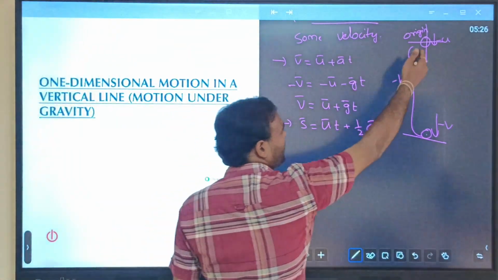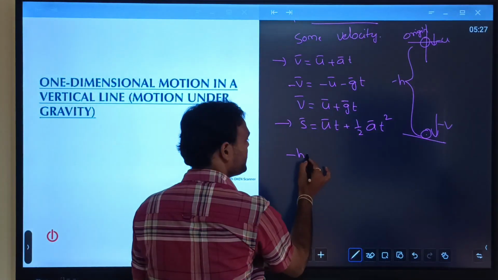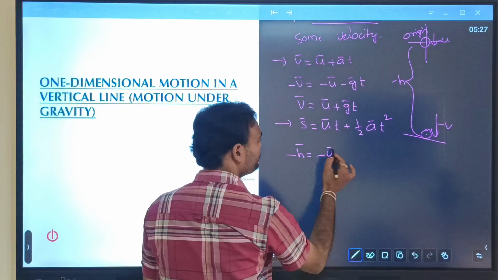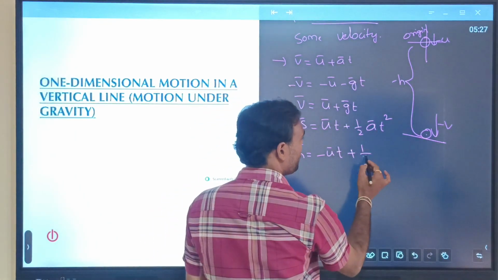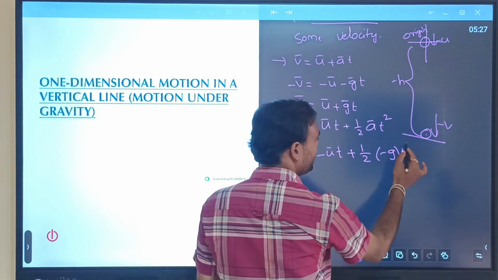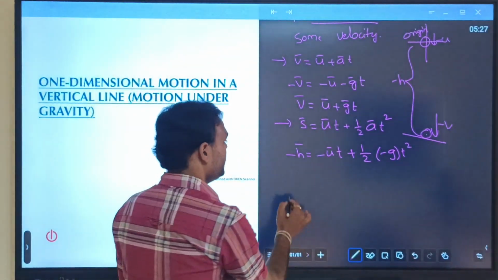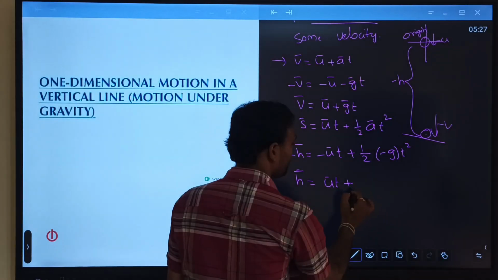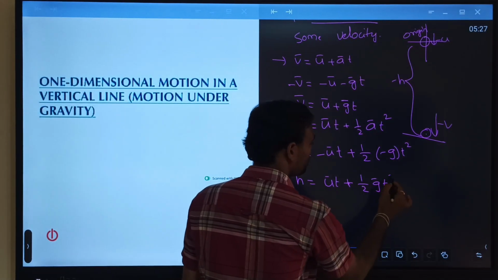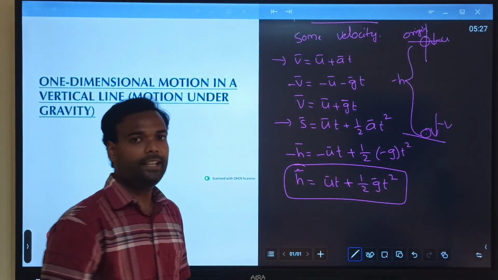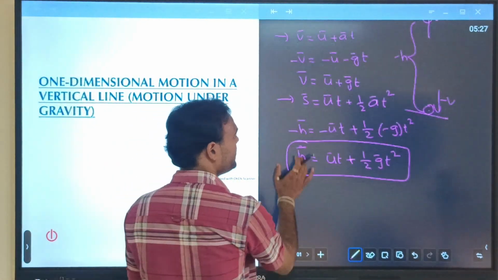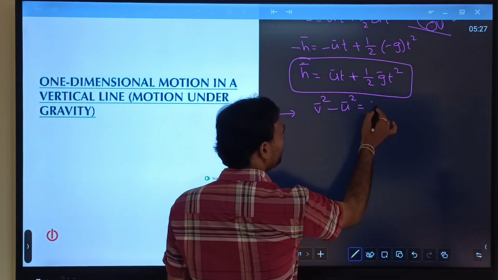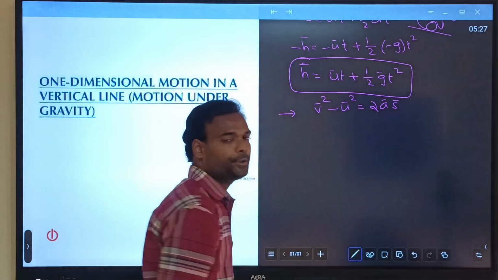Now the displacement is in the downward direction, minus h, right? Then u is in the downward direction, minus ut plus minus half gt square. Clear? Then h equals ut plus half gt square, right? h equals ut plus half gt square. And the third one, v square minus u square equals 2as.